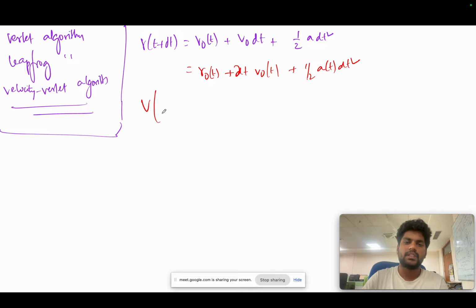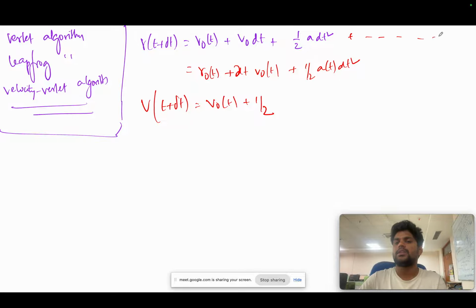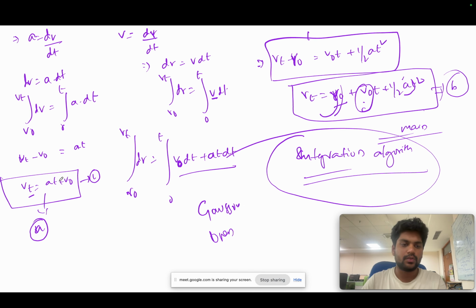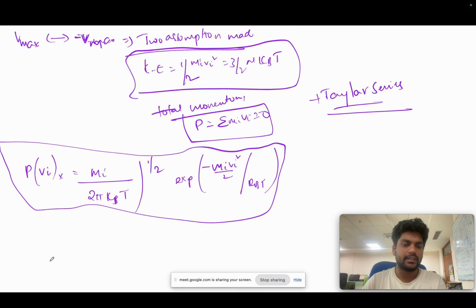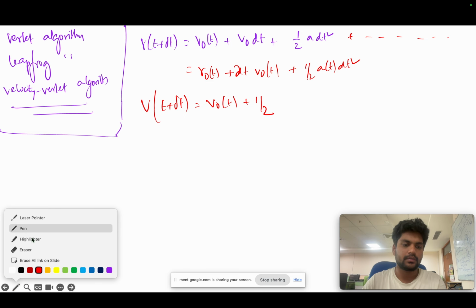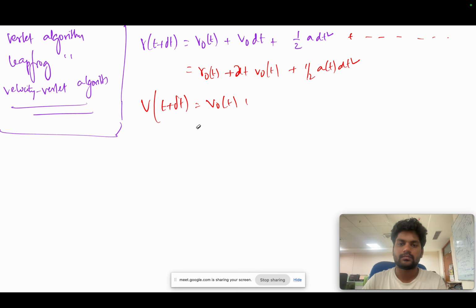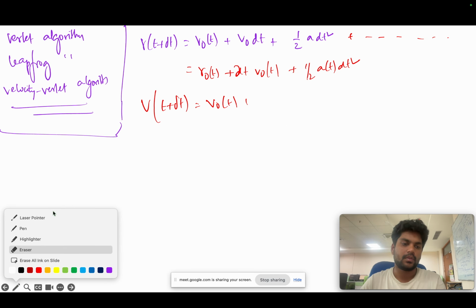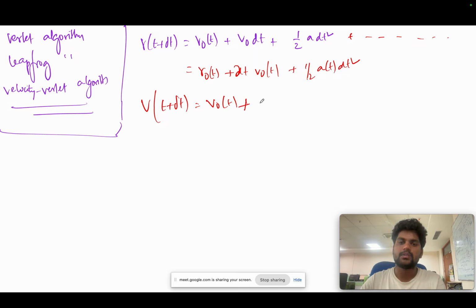Then I will write the same for v of t plus dt. So we know that this is nothing but, so we can extend this equation so on and so forth. The equation is v equals v naught plus at, right? So I am writing it again. Now the equation which I have is v of t plus dt, plus terms in dt square, dt cube, and so on.